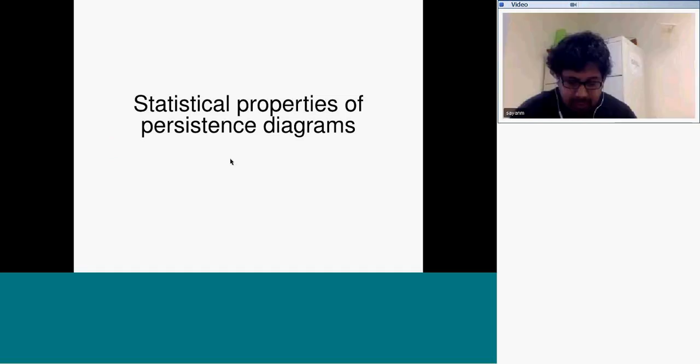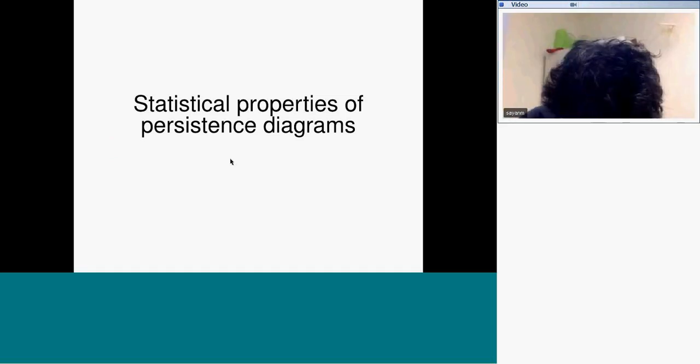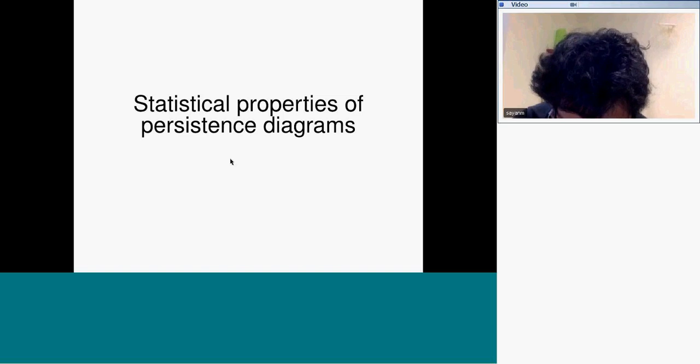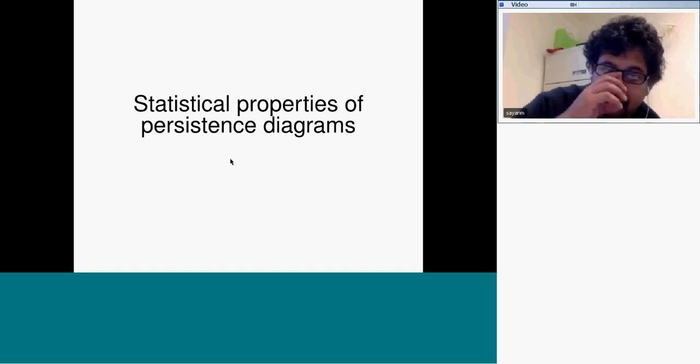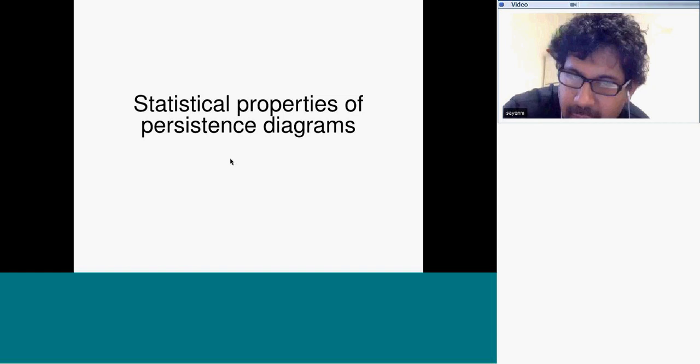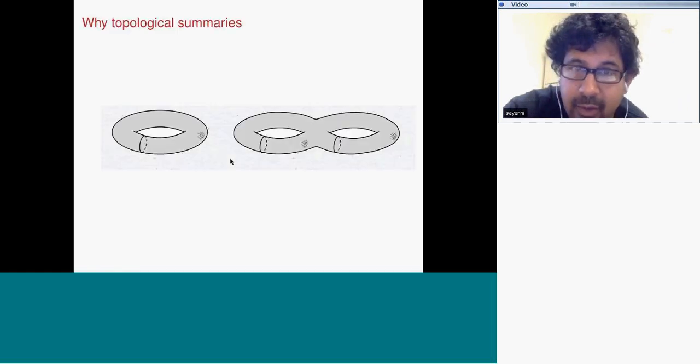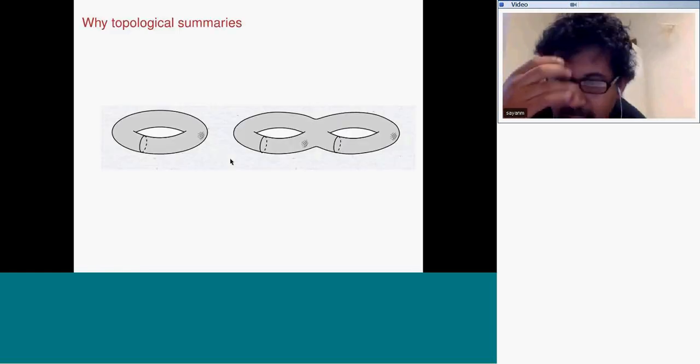Okay, so what people have been starting to ask more and more about are the statistical properties of persistence diagrams. But I think we can generalize that a little bit. The real question is, what are the statistical properties of topological summaries of data, or statistical properties of coarse scale geometries of data? Because in essence, in the inference problem, that's what we're asking about. So why do we want to look at summaries?